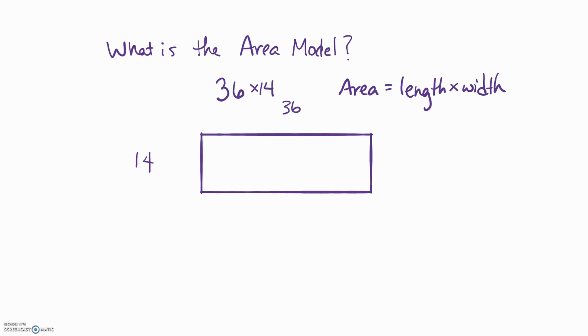But if we wanted to find this area, we'd just multiply 36 and 14, and doesn't that just bring us back to where we started? Well, actually, there's an easier way to think about this.